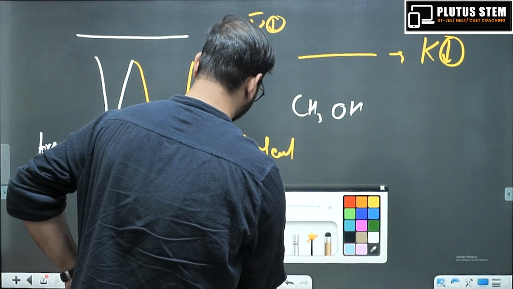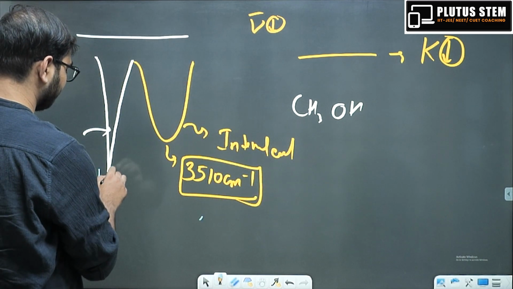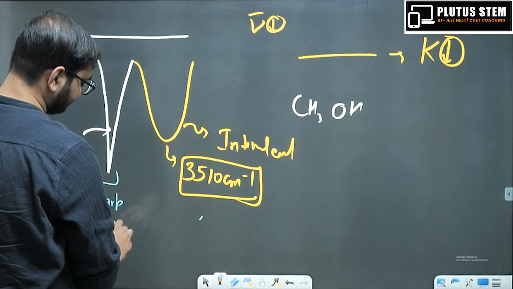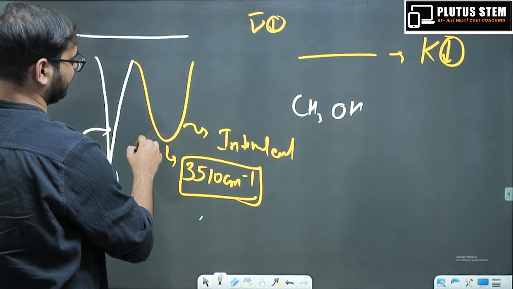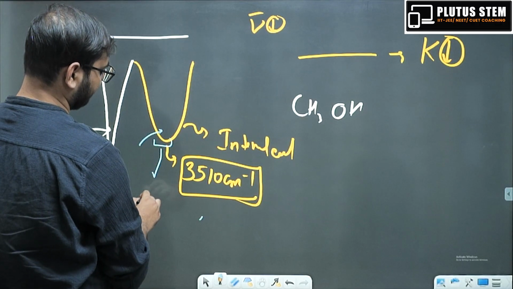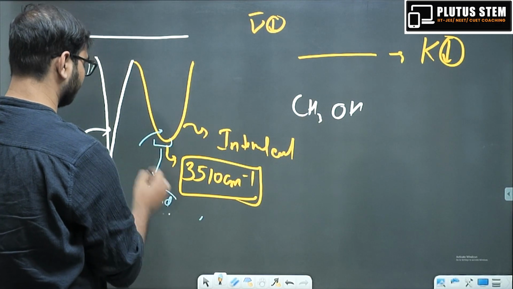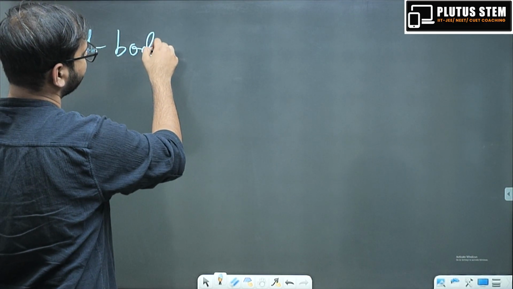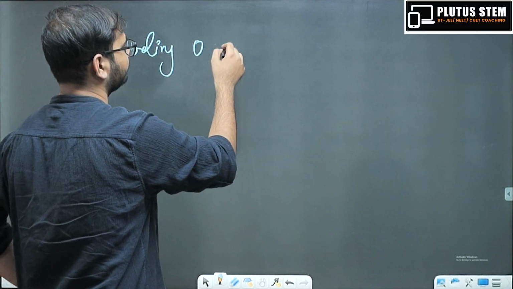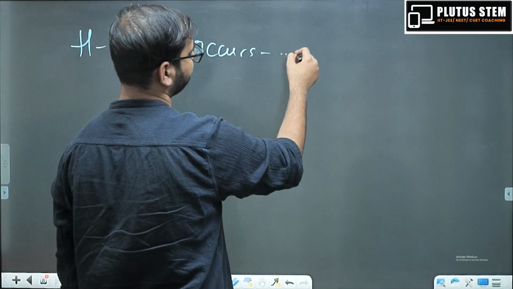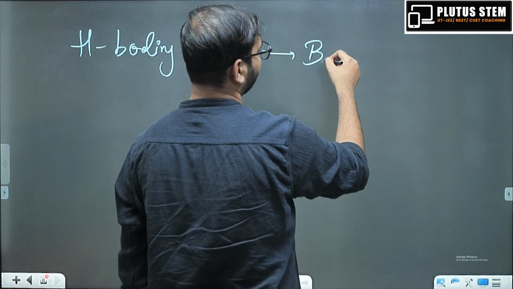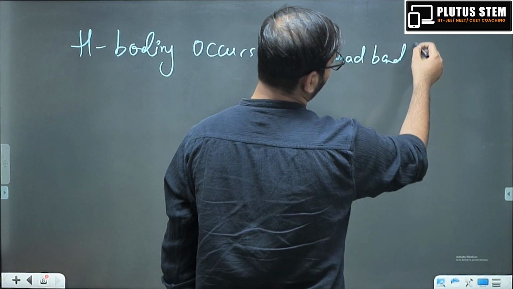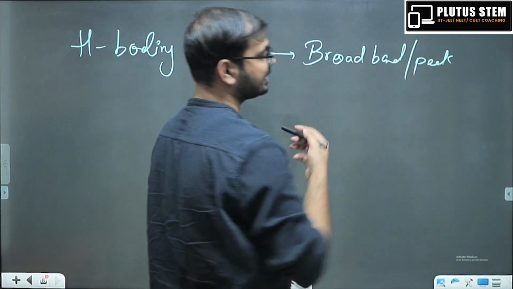Notice there is a large difference between these two peaks. This peak is sharp but narrow. This peak is broad in nature. Why is it broad? Always remember, whenever hydrogen bonding occurs, we always get broad bands or peaks in our IR spectra.